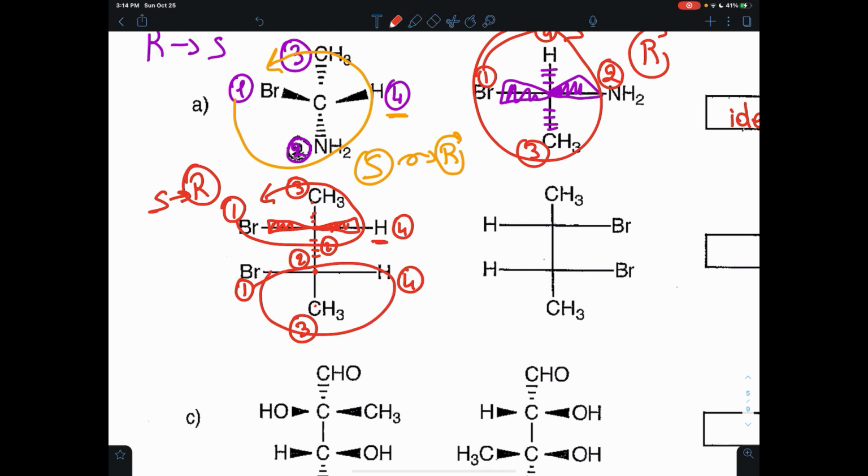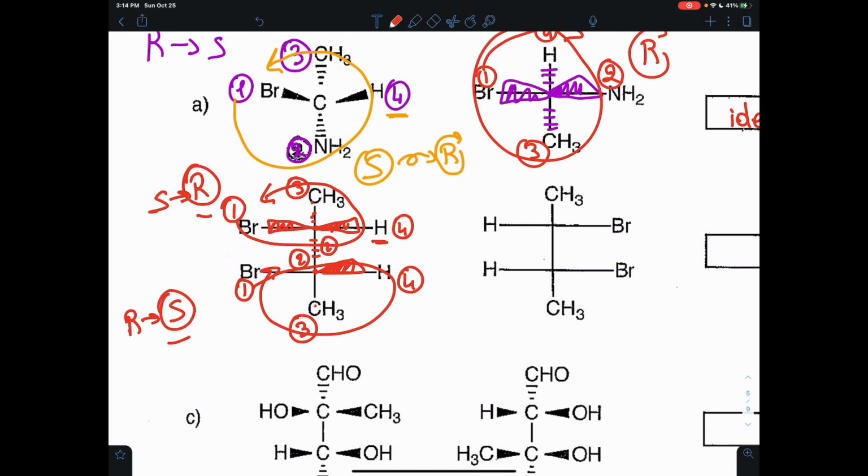So 1, 2, 3. This is an R, but again, my hydrogen is on a wedge, because this is the Fischer configuration. So that will switch it, this R becomes an S. So this one becomes an S. So those are my two confirmations.